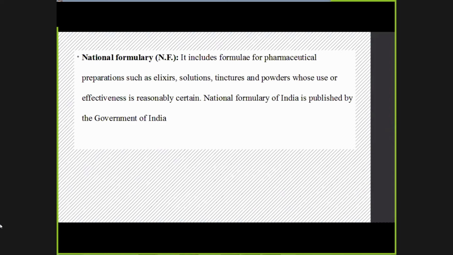National Formulary. The National Formulary includes formulas for pharmaceutical preparations, just like the pharmacopoeia. You will find here again how some medical dosage forms are prepared, for example, elixirs or solutions, tinctures, powders, whose use or effectiveness is reasonably certain. The National Formulary of India is published by the Government of India. So country-wise, the national formulary will differ, and you can refer to the national formulary for authentic sources also.